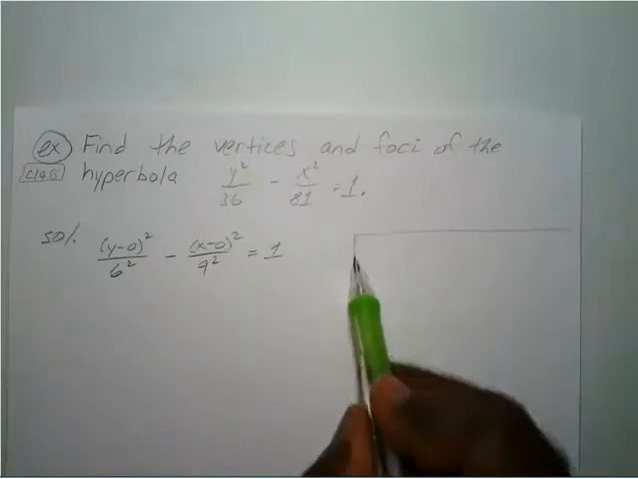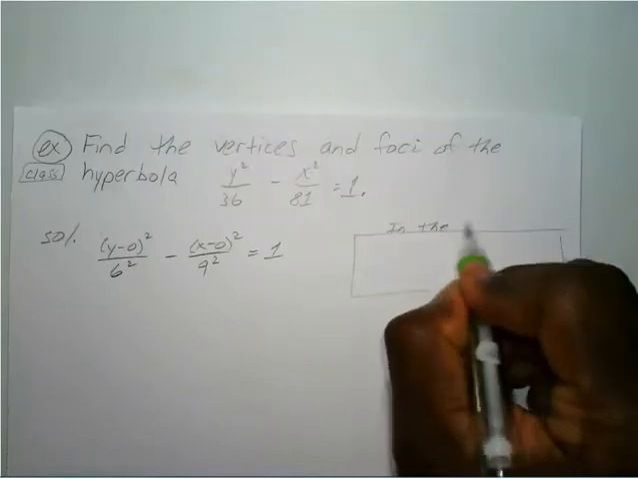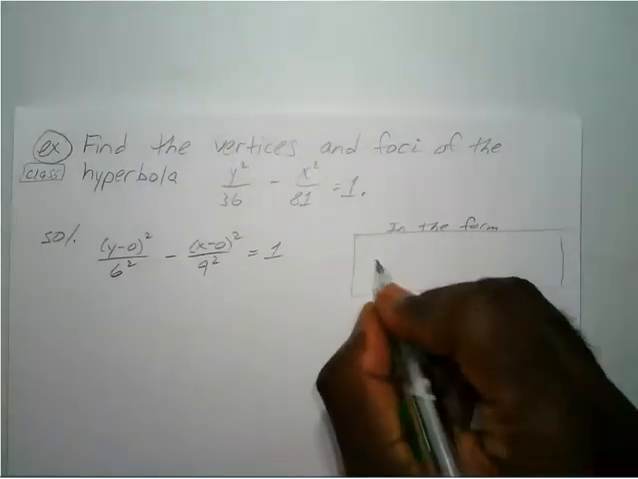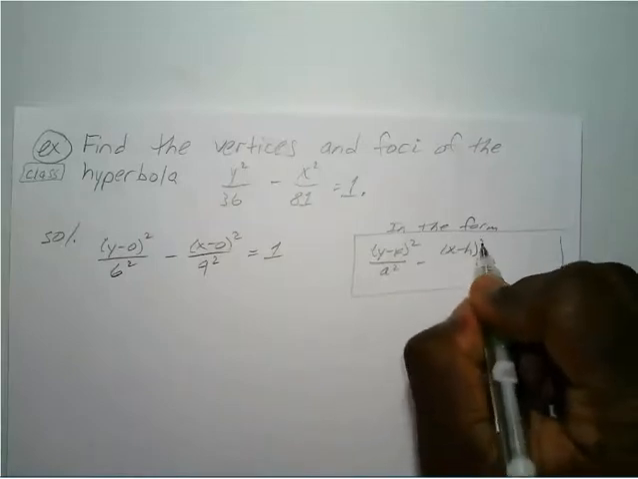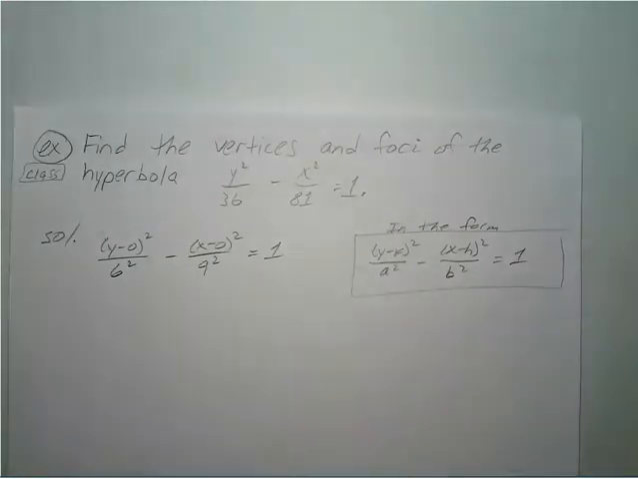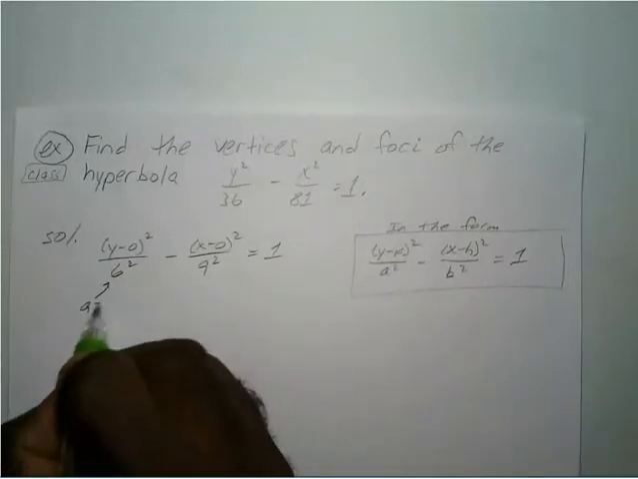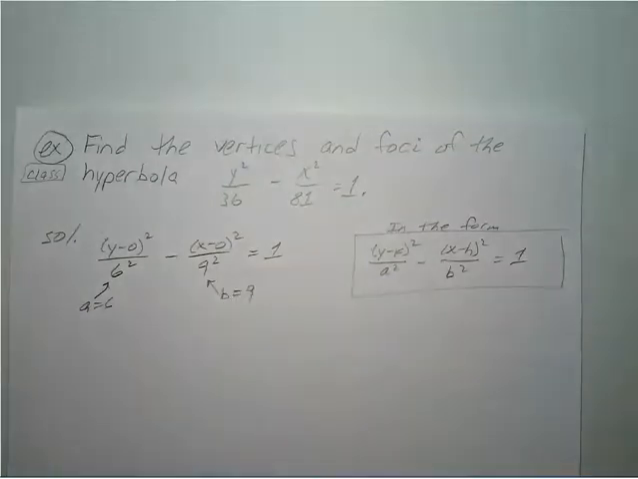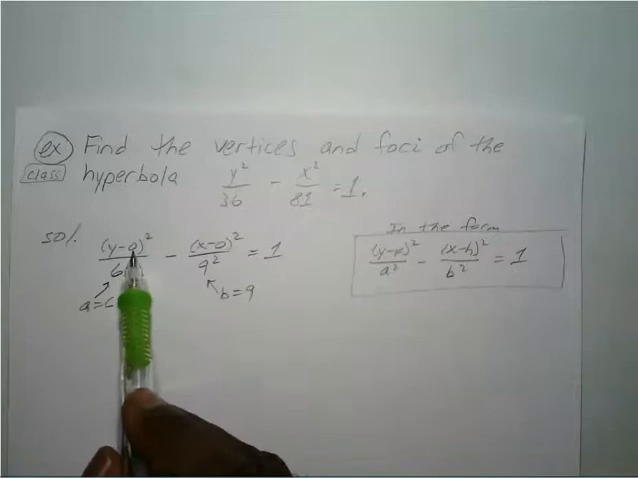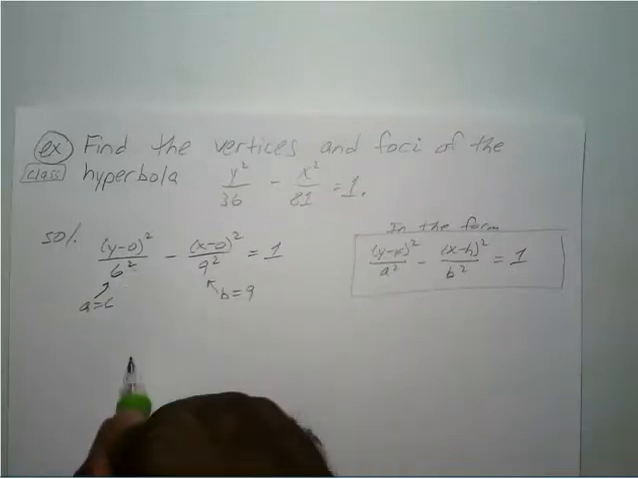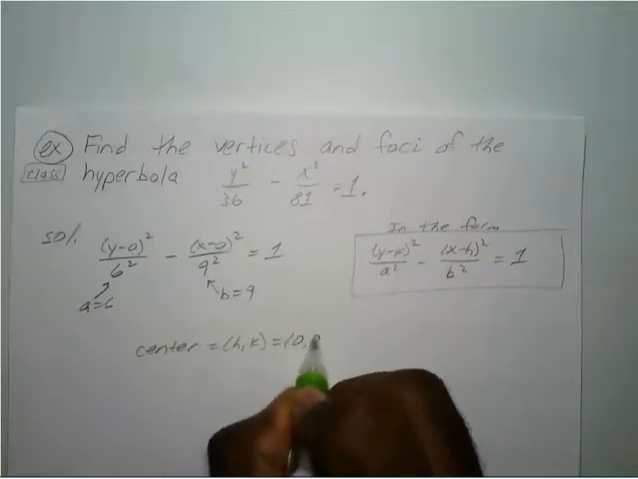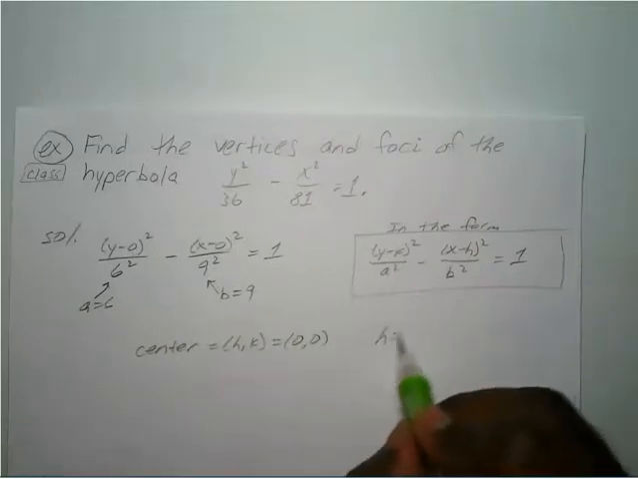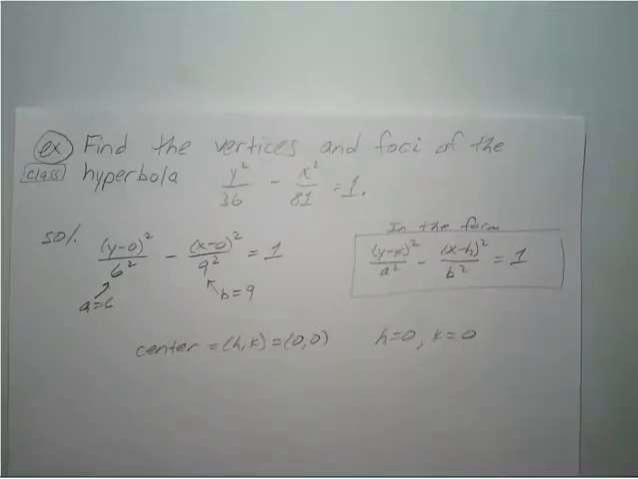Okay, so that means it's in the form, since your y term is first, y minus k squared over a squared minus x minus h squared over b squared equals 1. What does that tell us? That tells us that a is equal to 6, b is equal to 9, and h and k are both equal to 0. So your center, which is (h, k), is (0, 0). So h is equal to 0 and k is equal to 0.